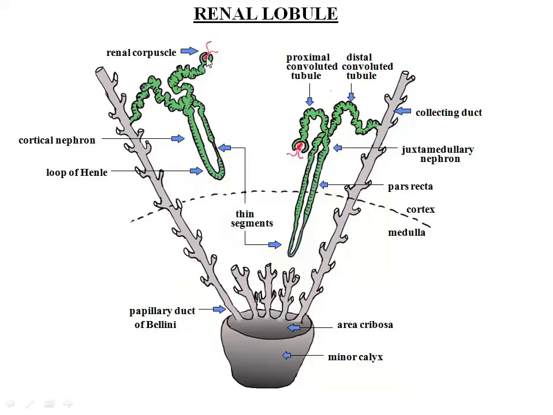In which there is a glomerulus, and this is what? This is a which tube? Proximal convoluted tubule, because it is very near to the Bowman capsule. So it's a proximal convoluted tubule. Then it leads into this hairpin structure, that is, sorry, that is Henle's loop.